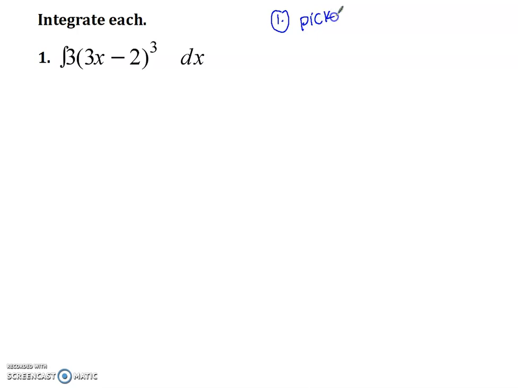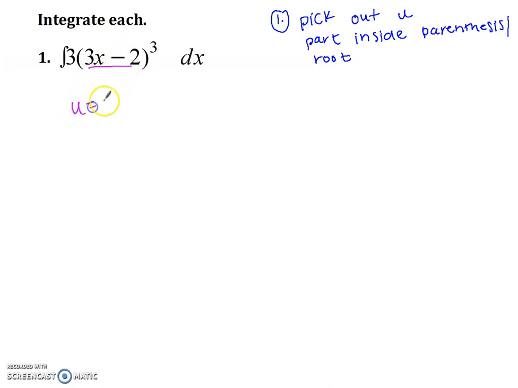So the first thing we're going to do is pick out what we want to make U. U is always going to be the part inside the parentheses. Or sometimes it won't be parentheses, sometimes it'll be like a square root or a cube root. So U is always going to be the part inside the parentheses. So for this problem, the 3x minus 2, that is going to be U. You do not include the exponent.